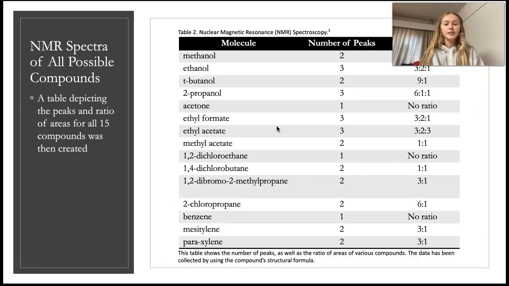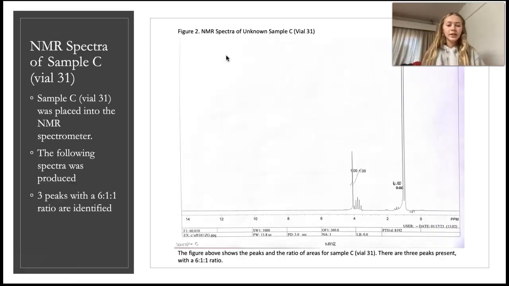This is a table of the NMR possible compounds. So again, for example, for methanol, the graph would show 2 peaks, and then the ratio of areas would be 3:1. This was my spectra that was produced. As you can see, there is a 6:1:1 ratio, and there were 3 peaks.